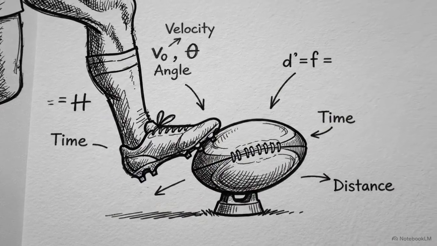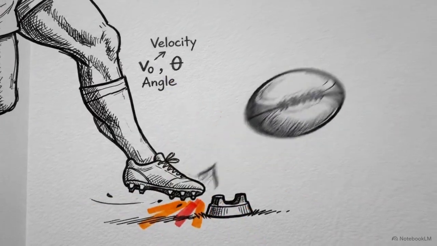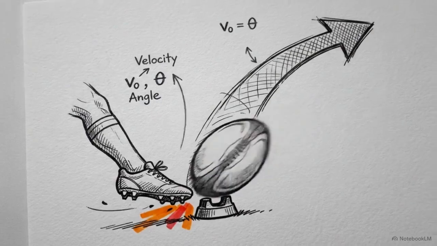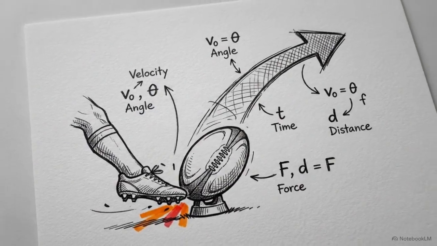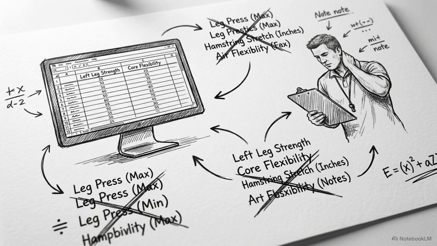Predicting the exact distance of a rugby kick is a complex challenge. It relies on a combination of different physical variables working together. When you have a long list of potential predictors, like different strength and flexibility metrics, it is difficult to know which ones actually impact the outcome.